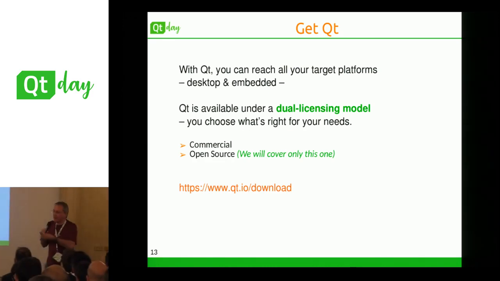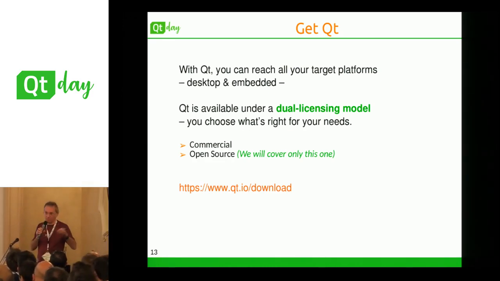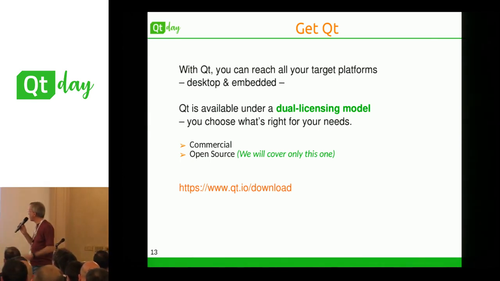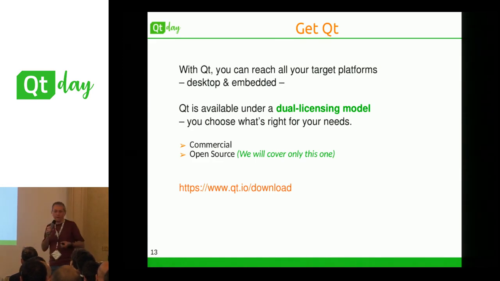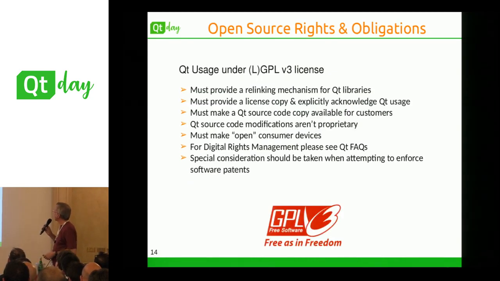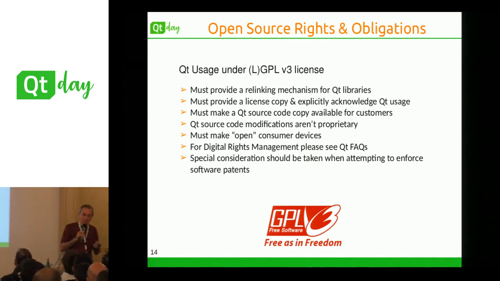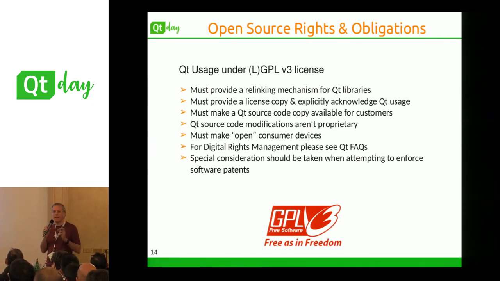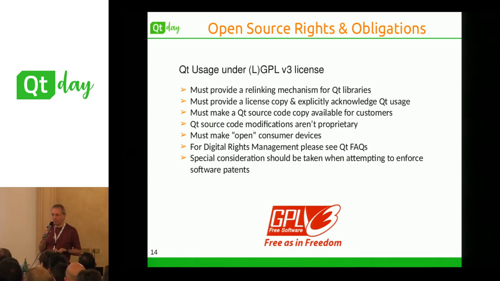Here you can see that there are the two typical licenses that probably everybody knows, the commercial and the open source one. And of course, I am focusing only on the open source one. Another important thing about the open source license is that starting from, I think, 5.7, the license switched from LGPL2 to LGPL3. And what does it mean to have the LGPL3?